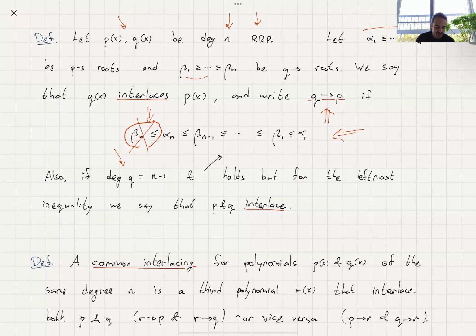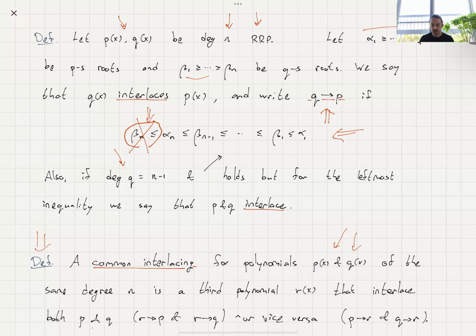Okay, so that's interlacing. And we say that a common interlacing, or common interlacer, for two polynomials P and Q of the same degree n, is a third polynomial, R maybe, that interlaces both P and Q.